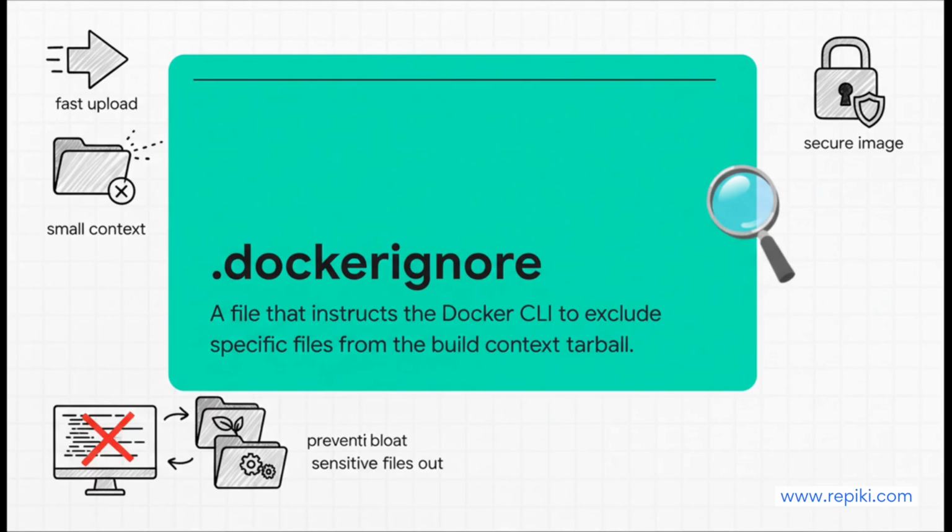It works exactly like a .gitignore file. You just list out all the stuff you don't want to send to the daemon, like .git, log files, local dependencies, secret files, and Docker will completely ignore them. This keeps your build context small, your upload fast, and your final image secure. Seriously, you should have one in every single project.